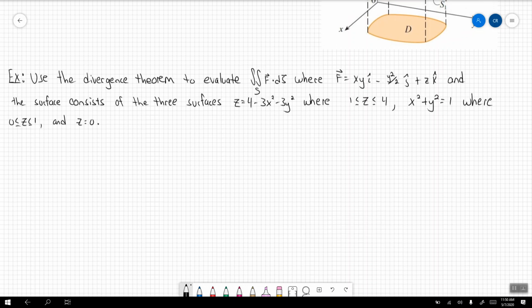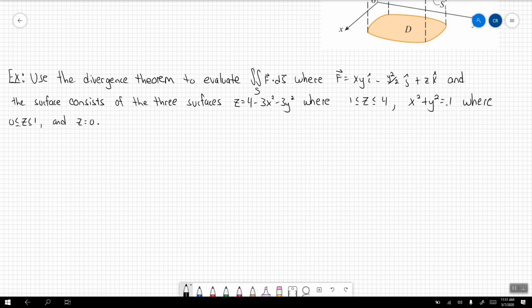This example says: use the divergence theorem to evaluate this surface integral, where the vector field is given by the components xy in the i component, minus y squared divided by 2 in the j component, plus z in the k component. And the surface consists of three surfaces, the ones we just saw in the previous example on GeoGebra, where we have this elliptic paraboloid, 4 minus 3x squared minus 3y squared, and z is only going to be bounded between 1 and 4 for this surface.